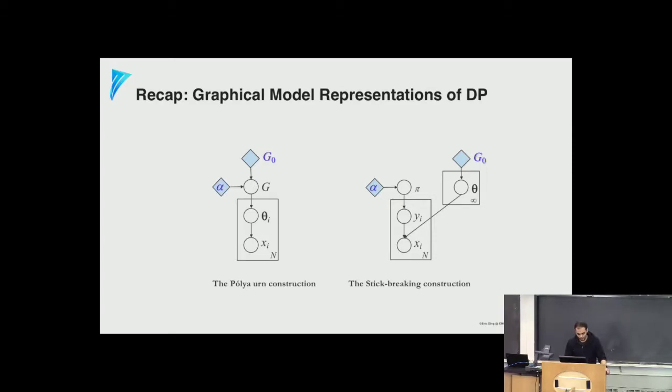So there are two constructions. The construction that's just introduced was the stick breaking construction. And also, I believe Eric covered the Polya urn construction in the previous lecture, so we're not going to go into that, but the corresponding graphical models are given on the slide. Right? So now we know how to sample from the Dirichlet process, right? We know how to construct these samples.